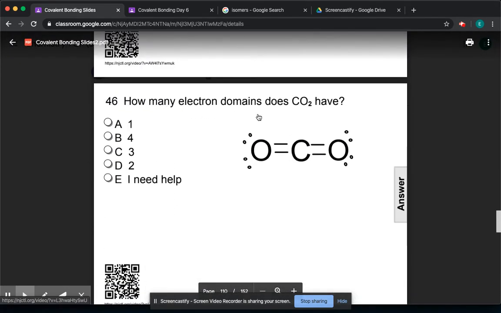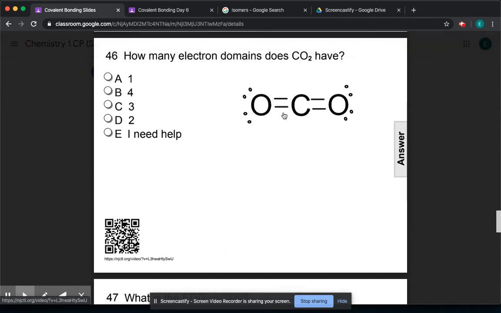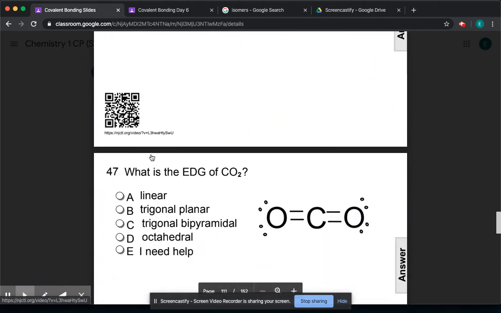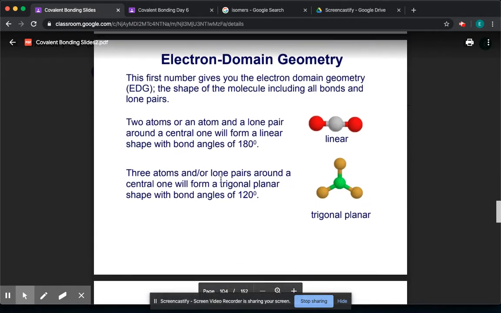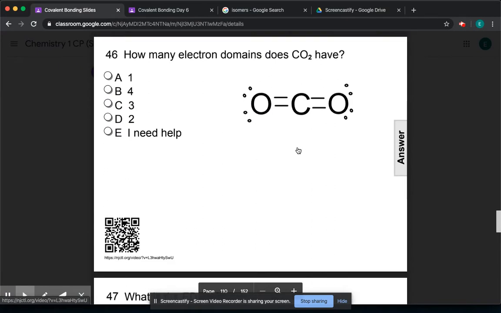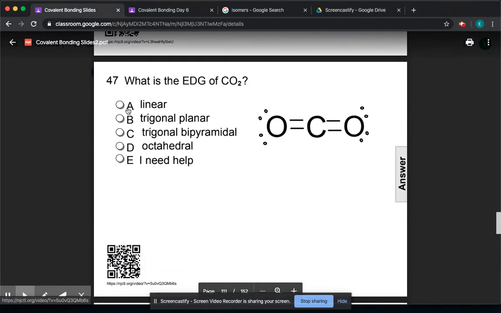So how many electron domains does CO2 have? We're going to be looking at the carbon because the carbon is the central one. This time, we only have 2. These are double bonds. Remember, double bonds still only count as 1. So this is 1 domain, this is 2 domains. There are no lone pairs on the carbon. So this one would be 2. And then it's going to ask us what is the EDG. If you go back up to your list, 2 is linear. So if we were to draw this molecule, it would be in a straight line. So this one would be A, linear.